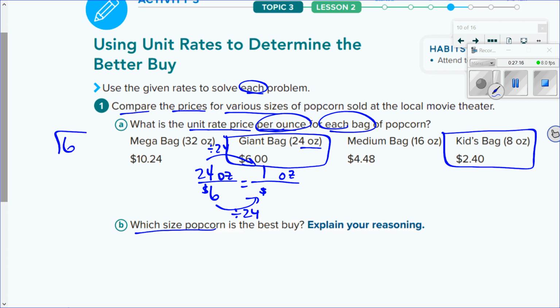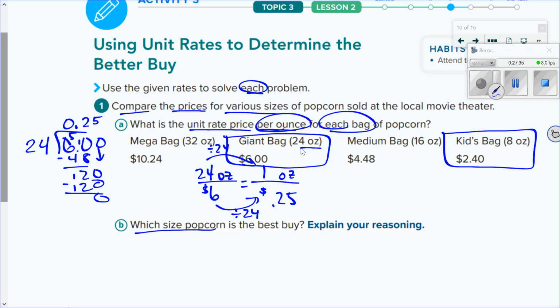So I just do the math. 6 divided by 24. It won't go into 6. I bring my decimal straight up. It's going to go twice into 60. 48 gives me 12. Not at 0, so let's bring down another 0. It's going to go 5 times. So that's 25 cents per ounce.